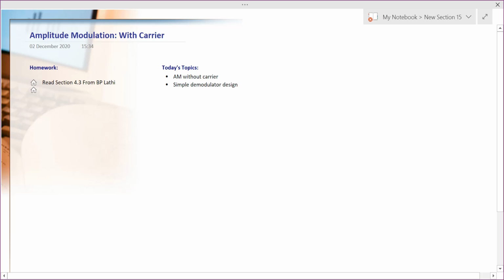Welcome to the next lecture. Today we will study something called amplitude modulation with carrier. So before I start it, I would like to recall that till now we have done double sideband suppressed carrier, right? So what we will do is a simple design.